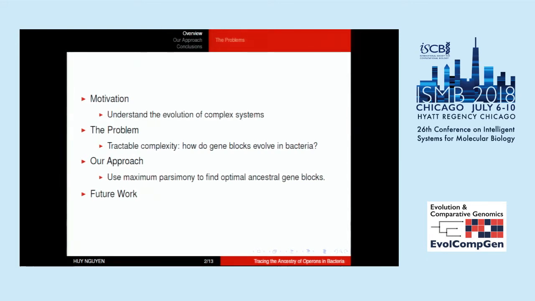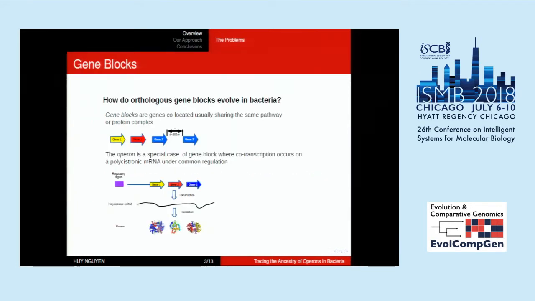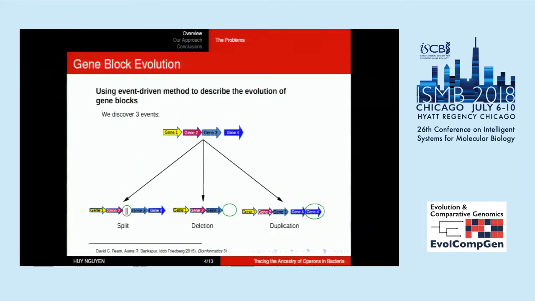The question here is, how do gene blocks evolve in bacteria? Then we will introduce our approach, which uses maximum parsimony to find the most optimal gene block. And then I'll discuss some of the results and future work. So what are gene blocks? Gene blocks are genes that are co-located and usually share the same pathway or protein complex. An operon is a special case of gene block where the genes are co-transcribed by polycistronic mRNA and under common regulation.